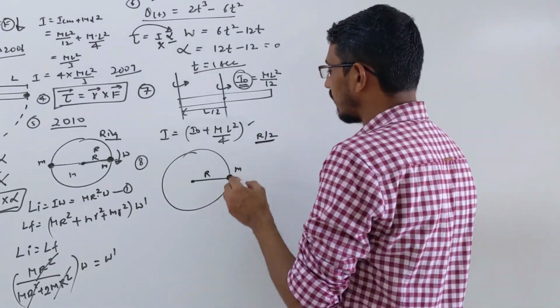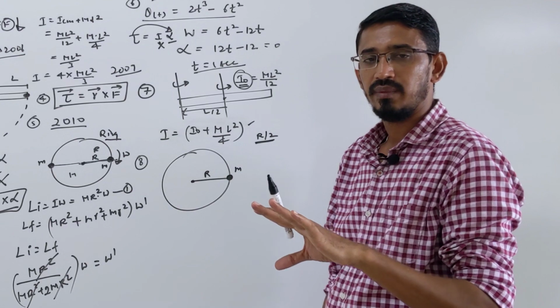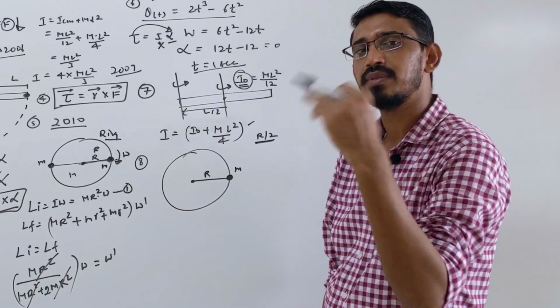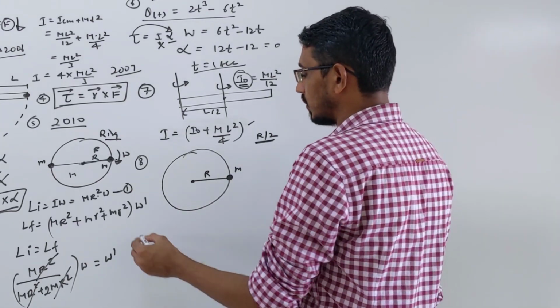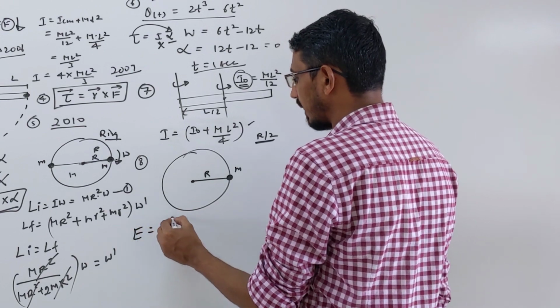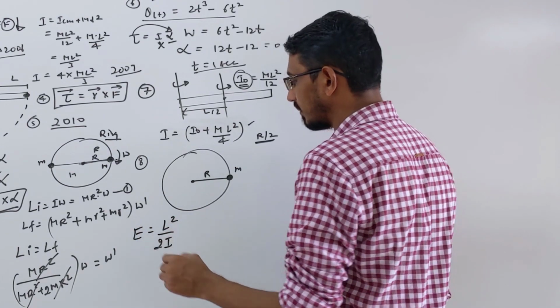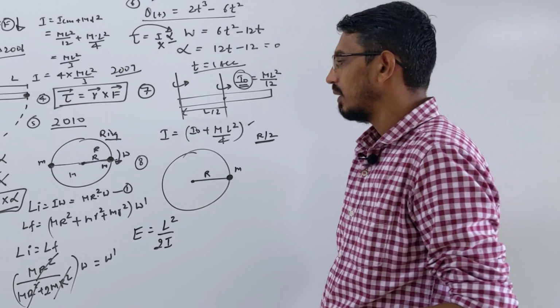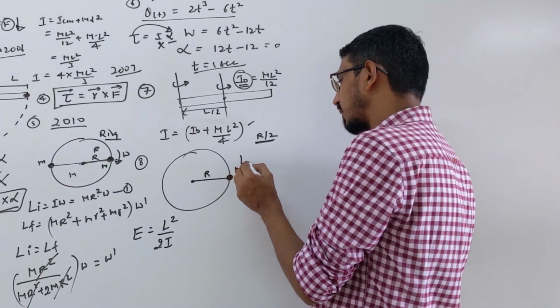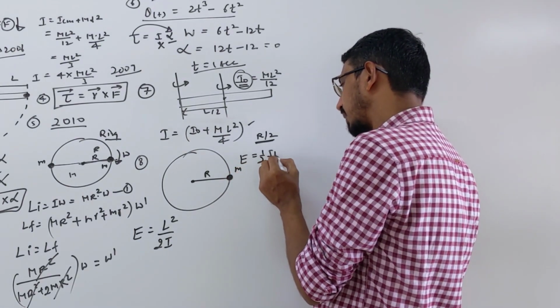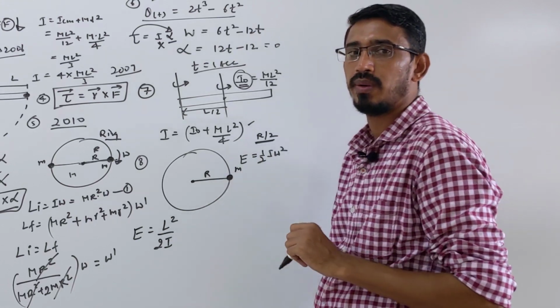So the kinetic energy formula is half I omega square, right, but we don't know omega here. So we write it directly in terms of angular momentum. Kinetic energy in terms of angular momentum is L square upon 2I. This is the formula, simple. You can ask me why I am not writing the formula kinetic energy is half I omega square. Yes, you can write it, but here what's the problem?